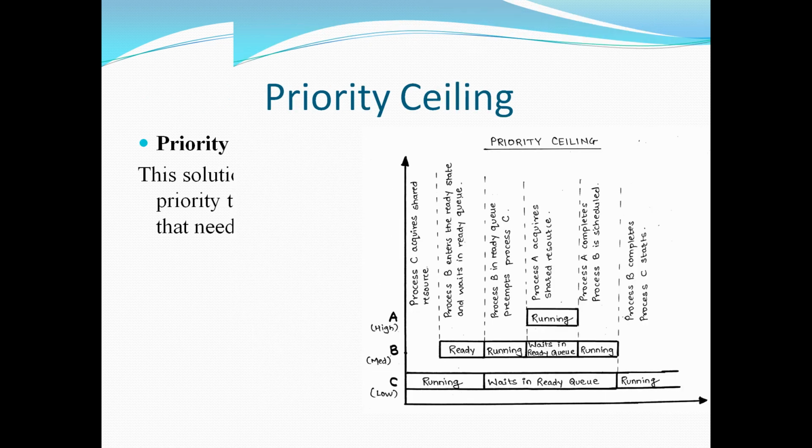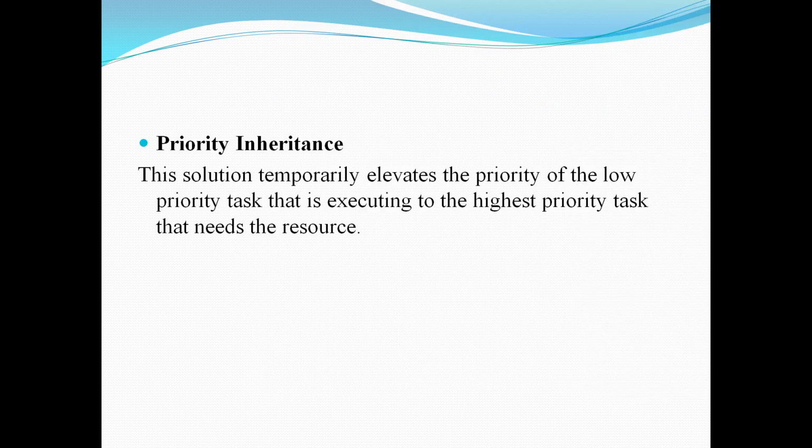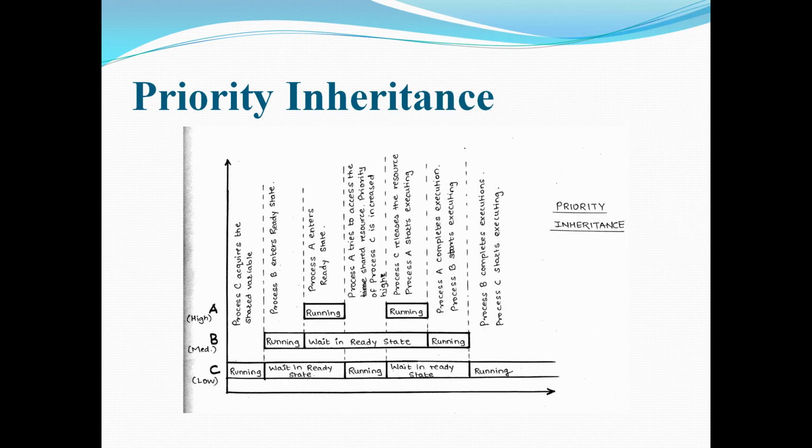Now this is the second solution for priority inversion problem, that is priority inheritance. This solution temporarily elevates the priority of the low priority task that is executing to the highest priority task that needs the resource. Now we will see with the help of one diagram.